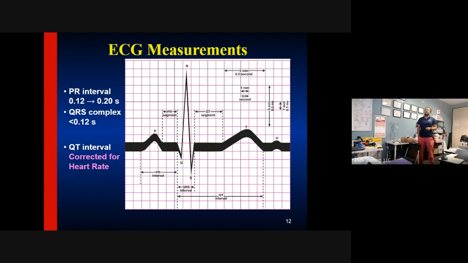And your QT interval is corrected for heart rate. So if the rhythm is faster, the QT interval is going to be smaller. If it's slower, the QT interval is going to be longer.